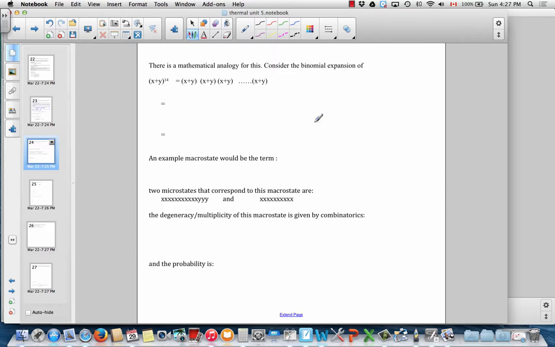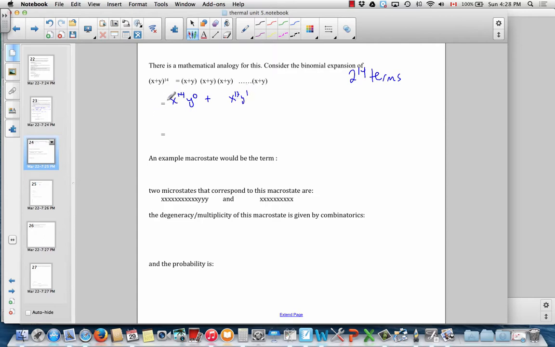So we want to calculate the degeneracy of this magnetic atom system. Let's start with a mathematical analogy, the binomial theorem. So let's expand (x plus y) to the power of 14. Now there's 14 brackets here, and each bracket has 2 terms, so there's 2 to the 14 terms in this expansion. That's quite a few. And so the first one is going to be x to the 14, y to the 0. And then the next one will be x to the 13, y to the 1.